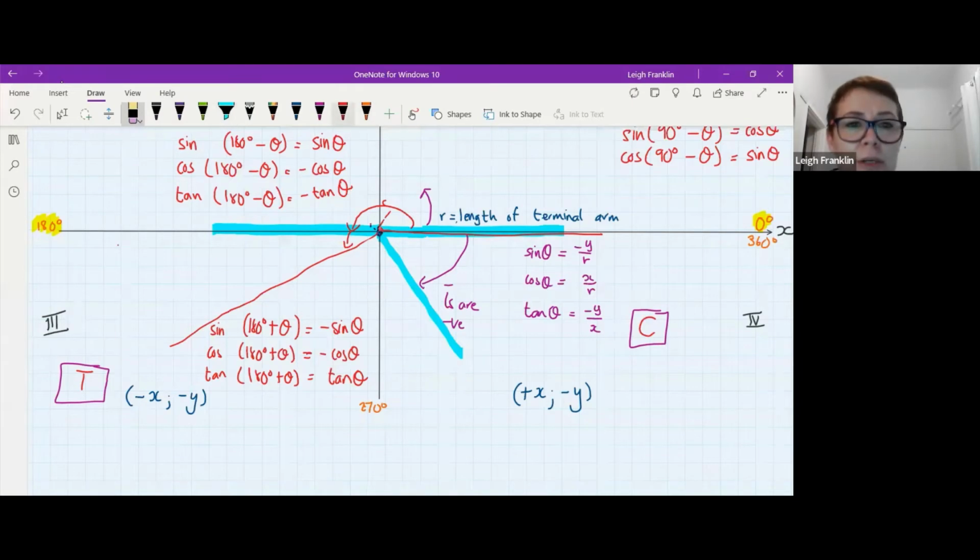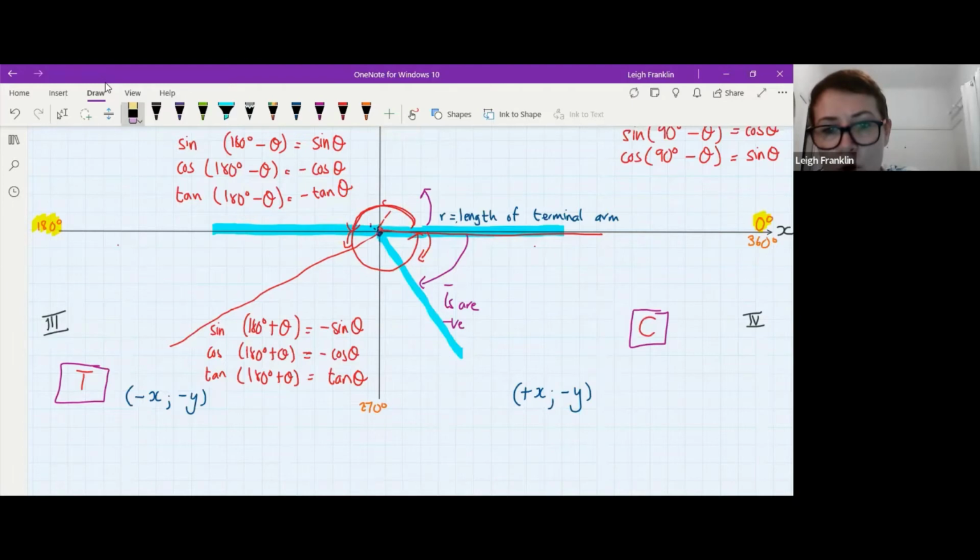Now imagine that your terminal arm has gone all the way around to between 270 and 360, and now it's come back into the fourth quadrant. So to get into the fourth quadrant, we do a full circle and then we go theta degrees backwards. Do you see what I mean? Theta always has to be smaller than 90 in this case, otherwise we wouldn't end up in the quadrant that we want to be in.